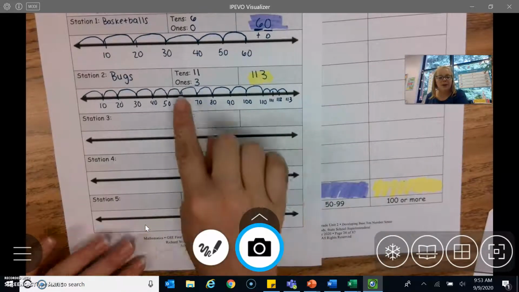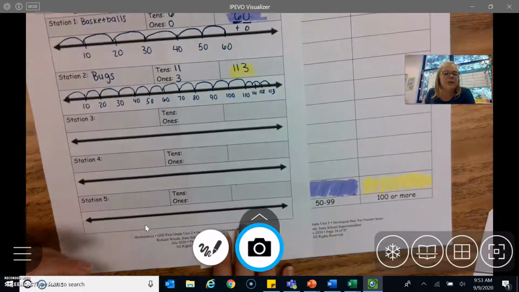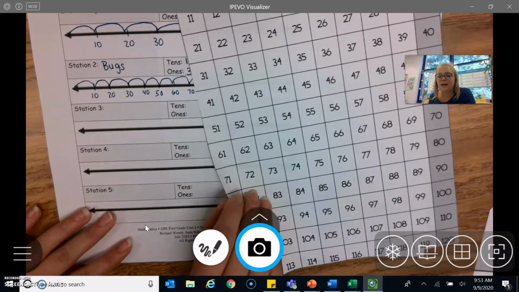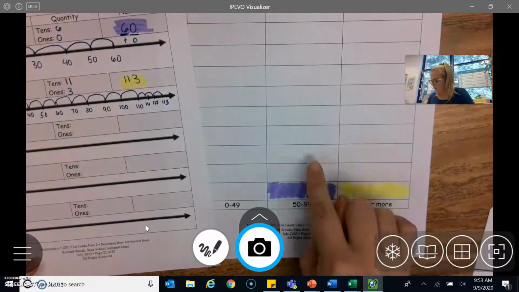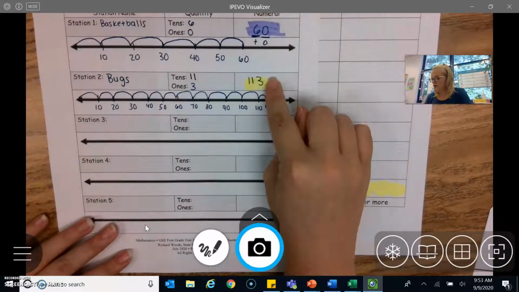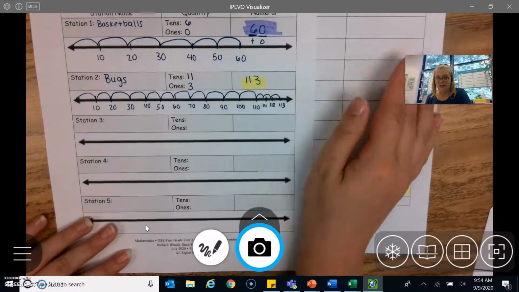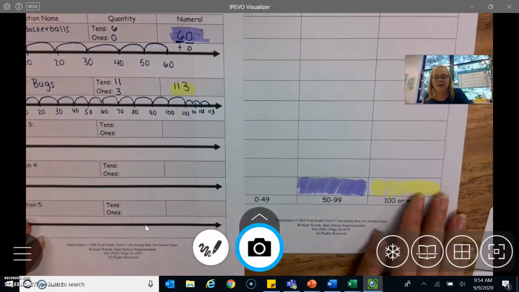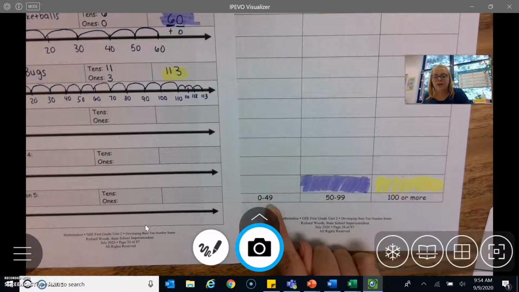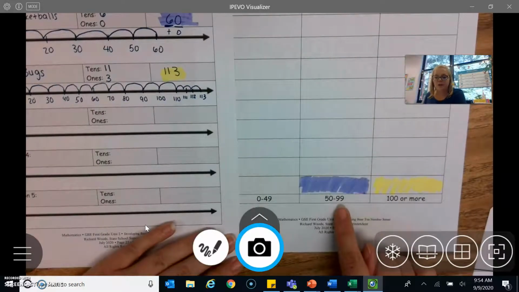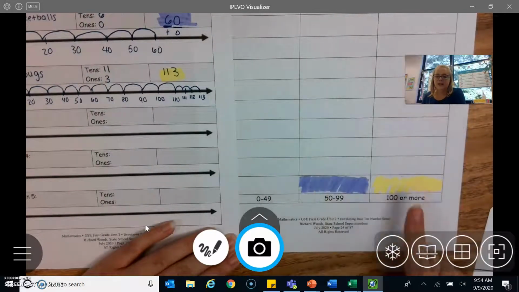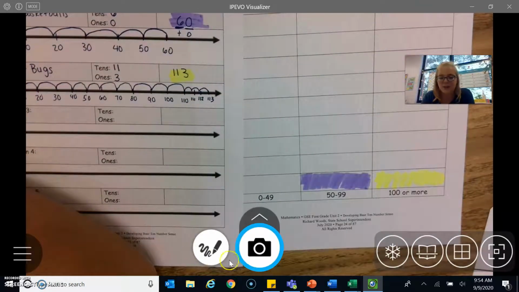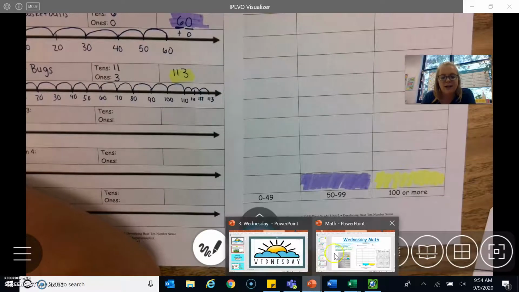You need to do that with all the rest of your stations. You should have 10. You can use a 120 chart if you need help seeing where they go, okay? So you're going to fill in one square for each numeral, okay? I want you to pause the video while you finish your graph. So put all the numbers that go 0 to 49 here, all the ones that are 50 to 99 here, and 100 or more here. When you're done, push play so we can answer some questions, okay?